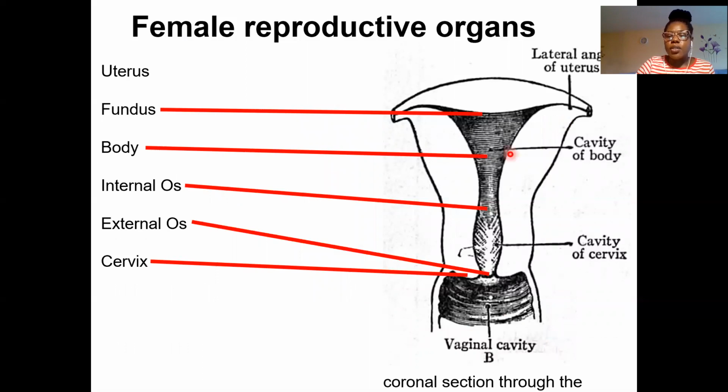Here we can see an internal view of the uterus. So this is the uterus. Here's the uterine cavity. We've got the internal os, which is the internal opening of the uterus. We've got the external os, which is the external opening. We've got the cervix. So the cervix is the opening that communicates into the uterine cavity. We can talk about the fundus of the uterus, which is kind of the top here. And then we can see the vaginal cavity, which is communicating to the external vaginal orifice.